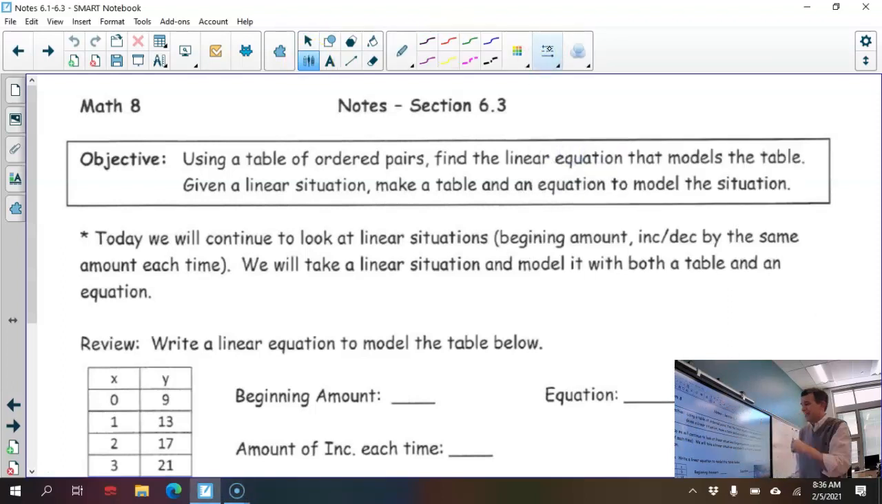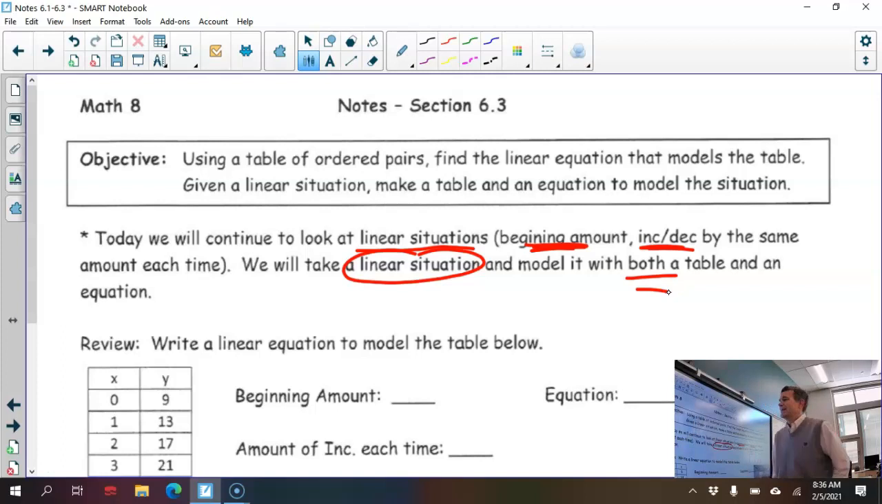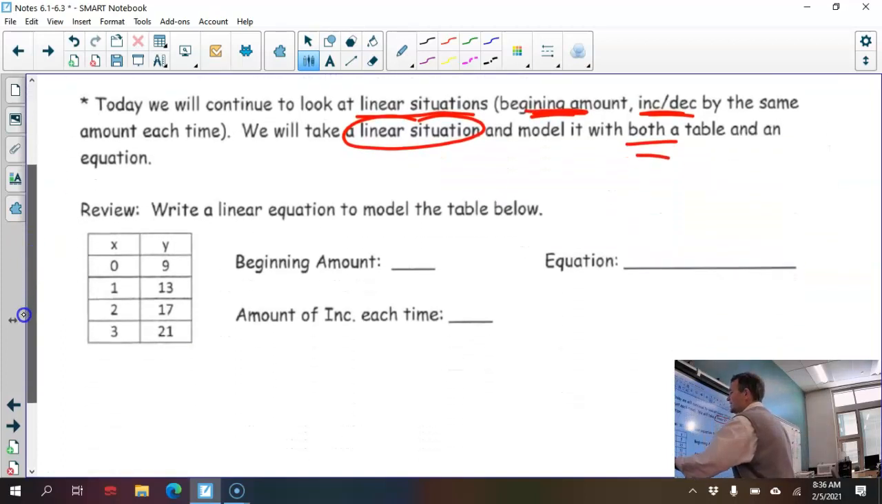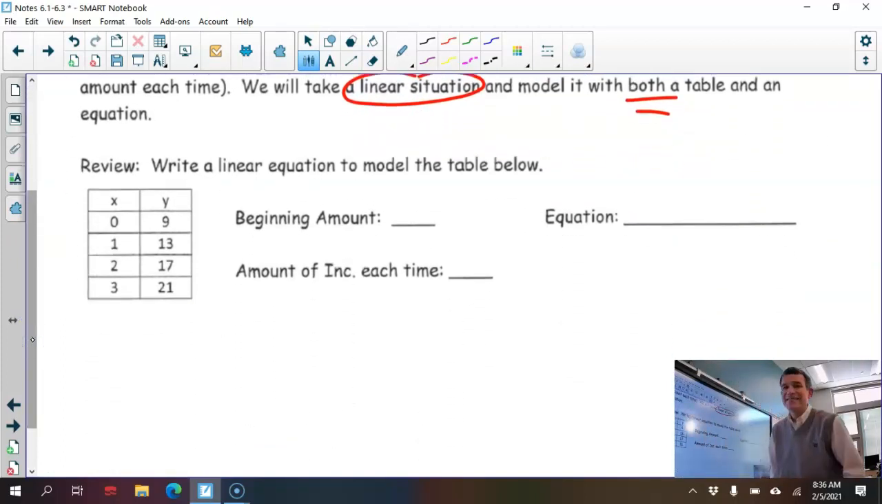All right, so today we're going to continue to look at linear situations, right? A linear situation is when there's a beginning amount and it increases or decreases by the same amount each time. We know this. Today we're going to take a linear situation and we're going to model it with both a table and an equation. All right, so let's review the table real quick, at least the easy ones. Hopefully they're easy at this point, that we did before.